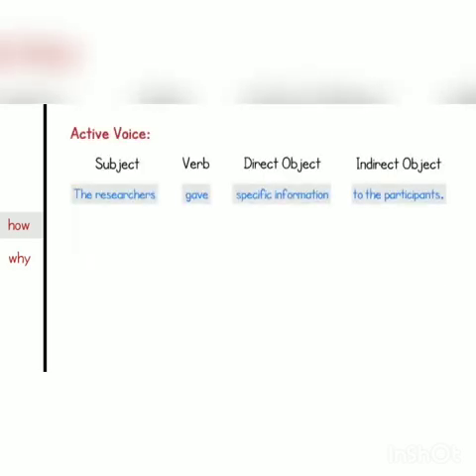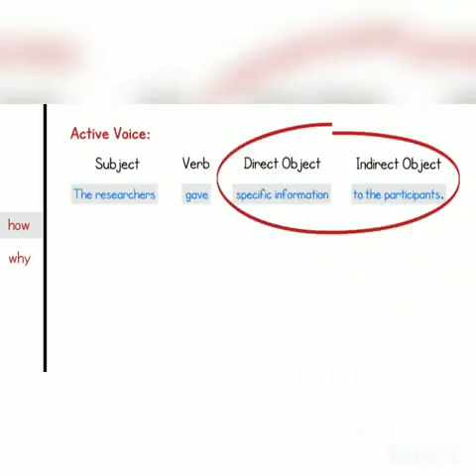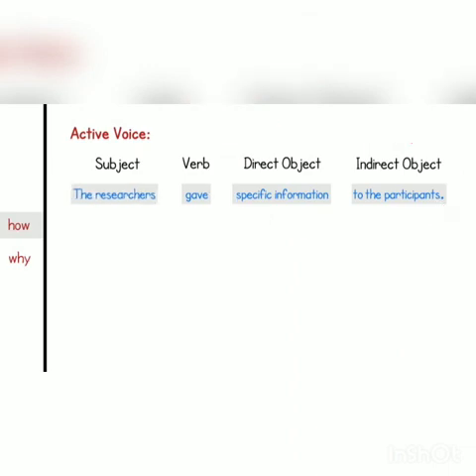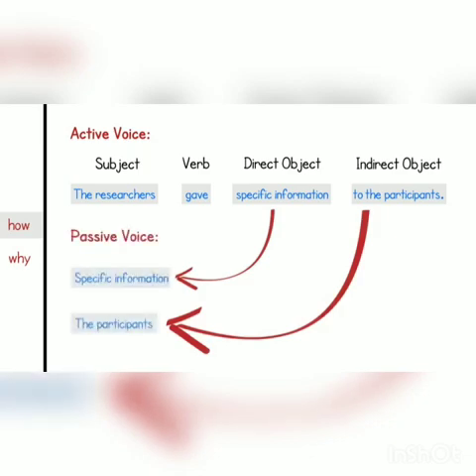Let's consider this active sentence with two objects, direct and indirect object. The researchers gave specific information to the participants. The subject, the verb, and the direct object besides the indirect object. Specific information is the direct object of the verb gave, and the indirect object is to the participants.